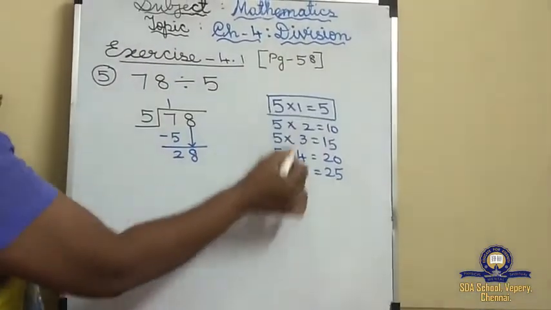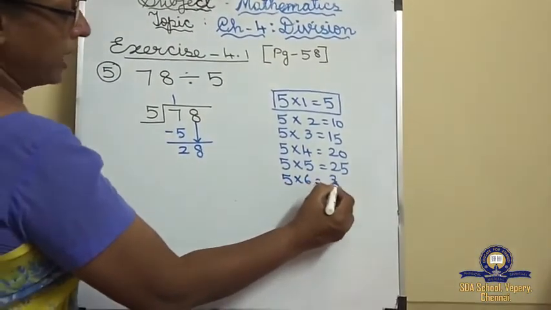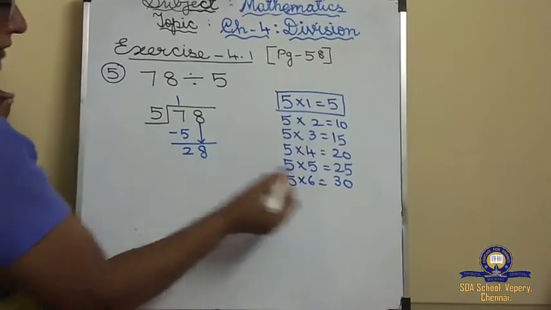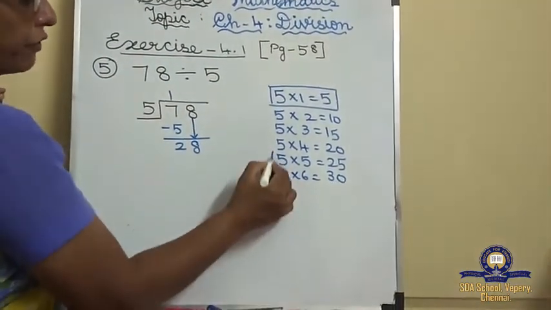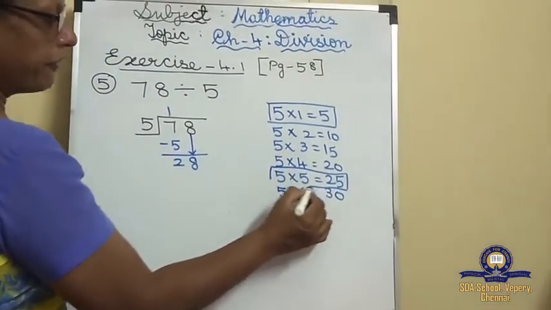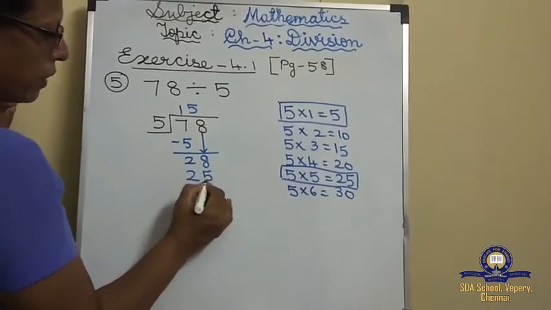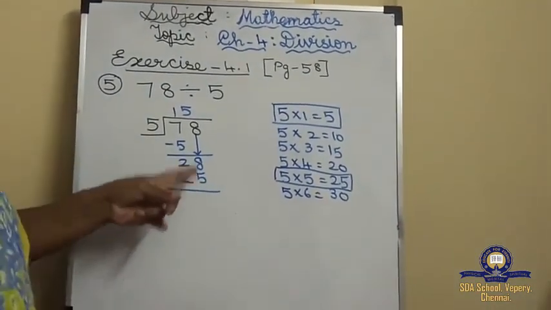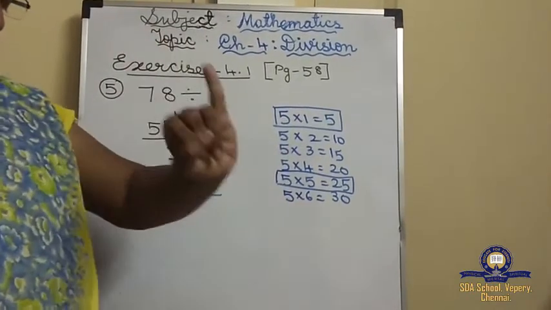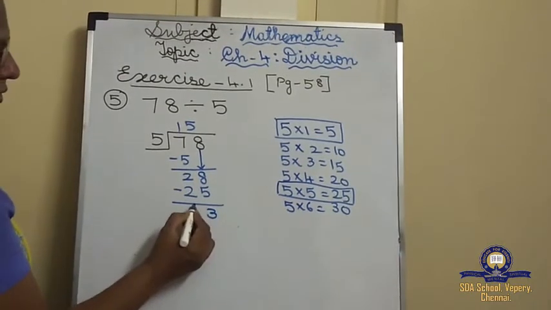So does 28 go in the 5 tables, children? No. So smaller than 28, it is 25. You can't write 30, isn't it? So 5 5s are 25. So what will the answer come? In 8, if you minus 5, after 5 if you count up to 8: 6, 7, 8, 3. Isn't it? 2 minus 2, 0.